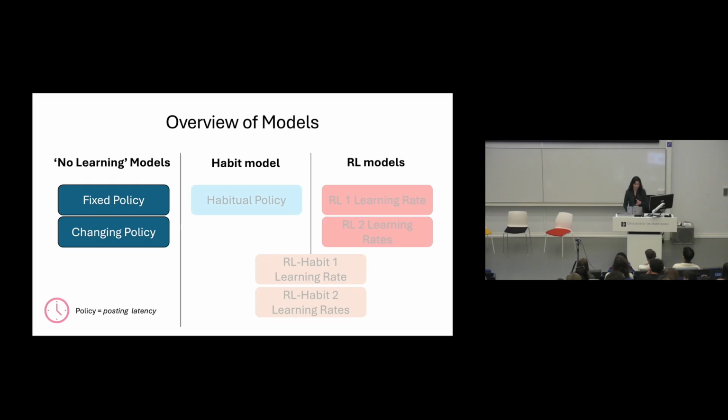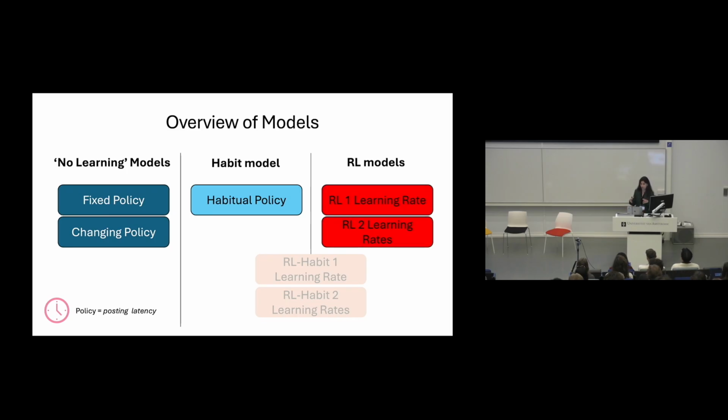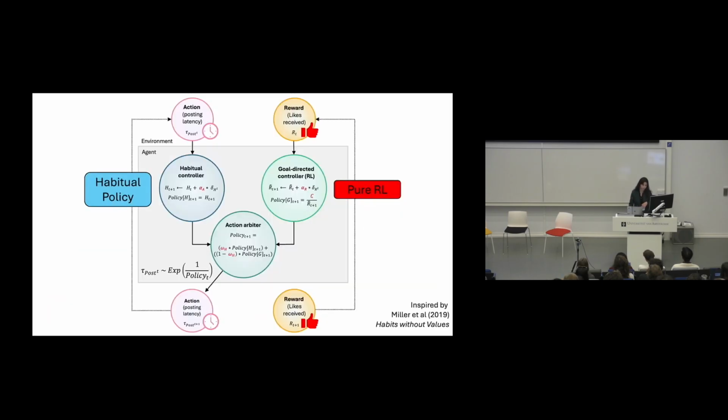We then had 5 cognitive models, which I'll take you through in more detail on the next slide. They included a pure habit model, assuming only habit is driving their posting latency. Two pure reinforcement learning models, each assuming a pure reinforcement learning mechanism, either with 1 reward learning rate or 2 different learning rates for positive versus negative prediction errors. And finally, corresponding to those 2 reinforcement learning models with 1 or 2 learning rates, we had 2 hybrid reinforcement learning and habit models. I'll take you through the most complex hybrid model because each of the simpler models is nested within that.